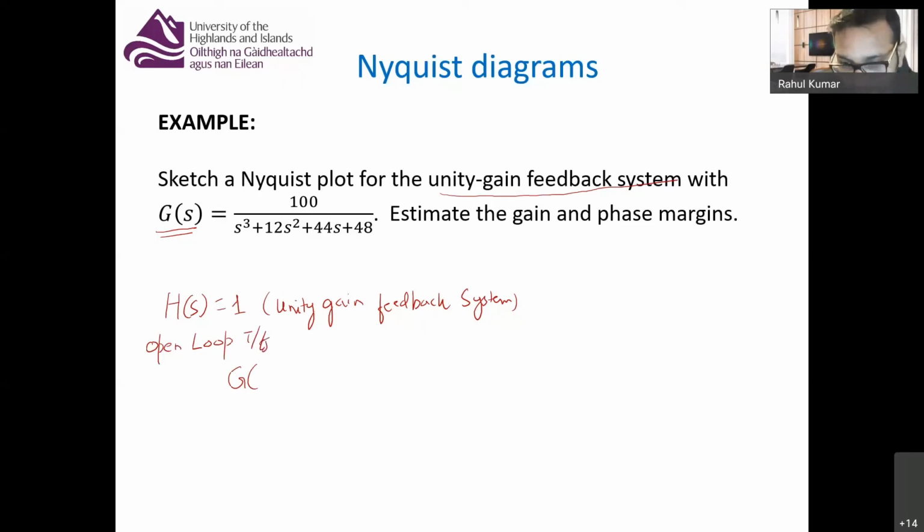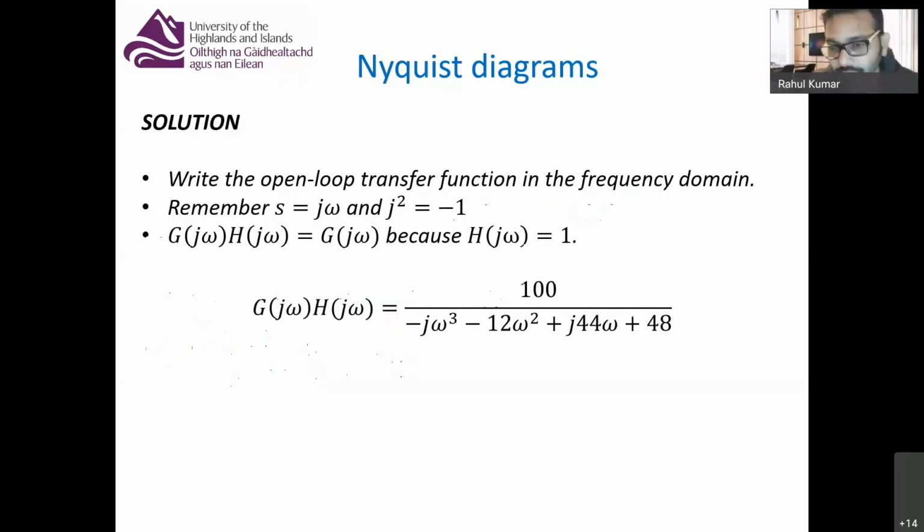Transfer function. So G of S multiplied by H of S, right? Because H of S is 1, it will essentially be your G of S, whatever this transfer function is. This one, G of S. Okay. So in the solution, that is what I have done.